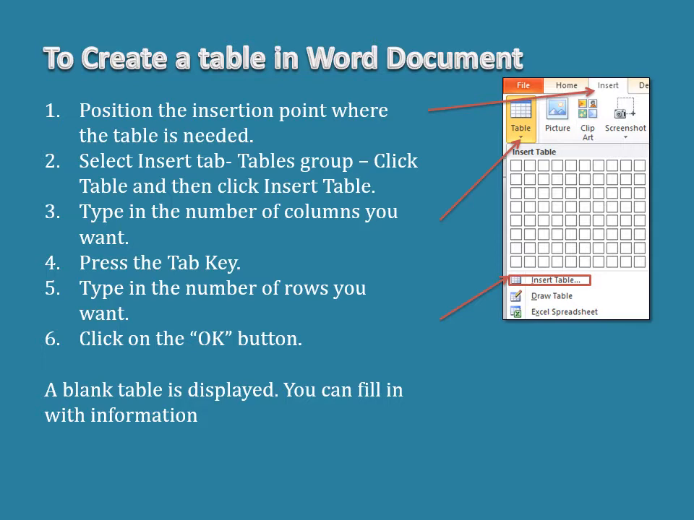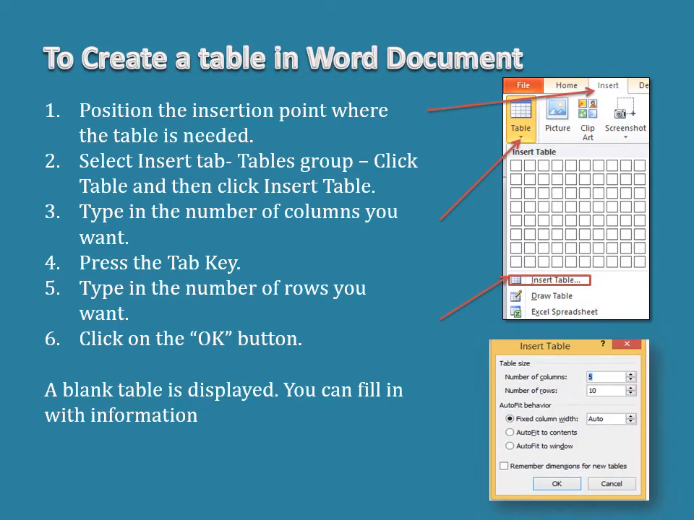Now, when you click on Insert Table, this option opens up. Here you need to type in the number of columns you want. Then press the tab key and type in the number of rows you want. And lastly, click on the OK button. Now a blank table will be displayed. You can fill in the information.